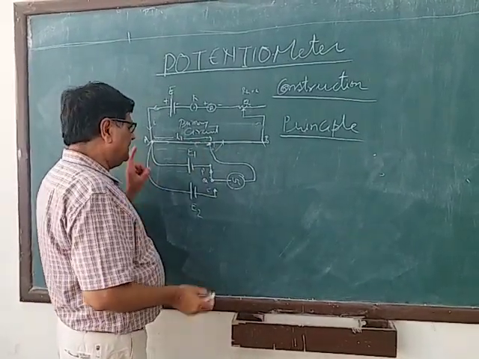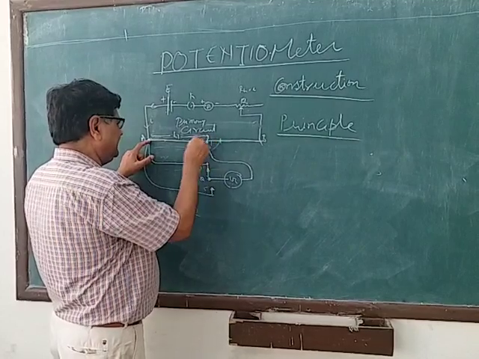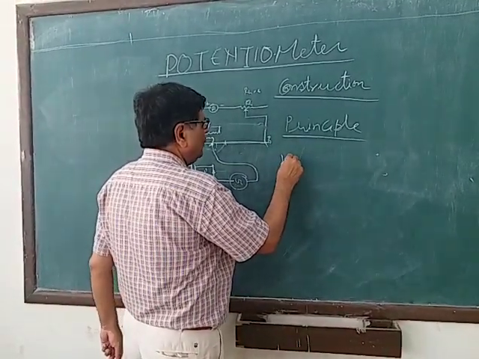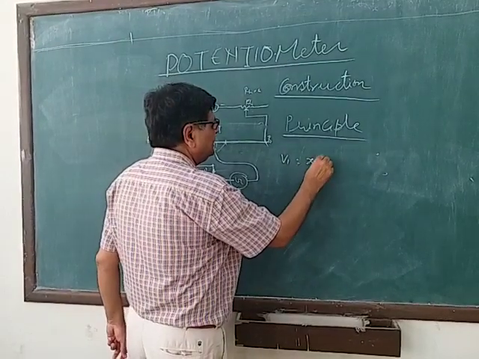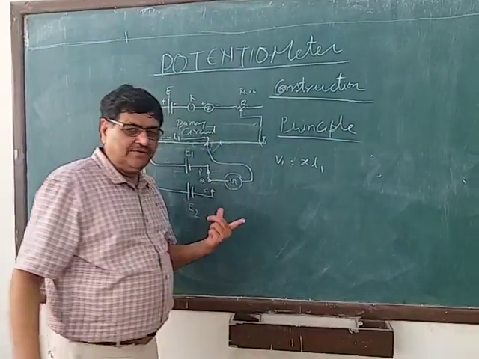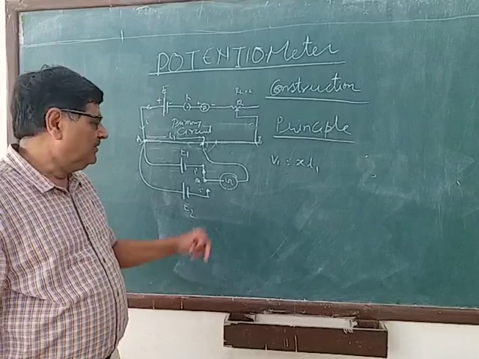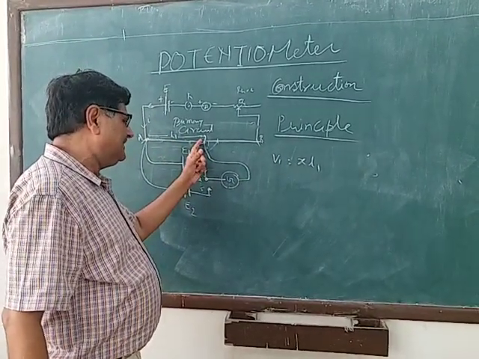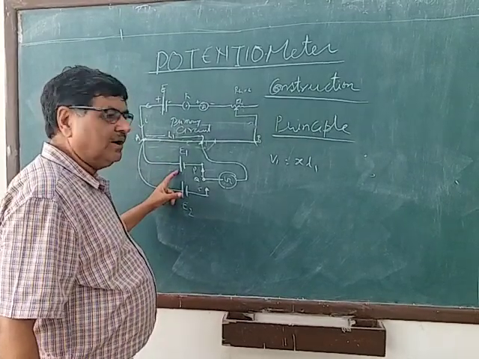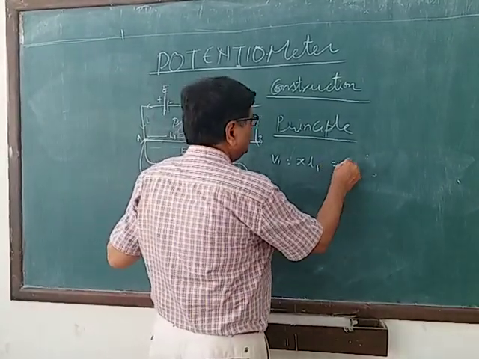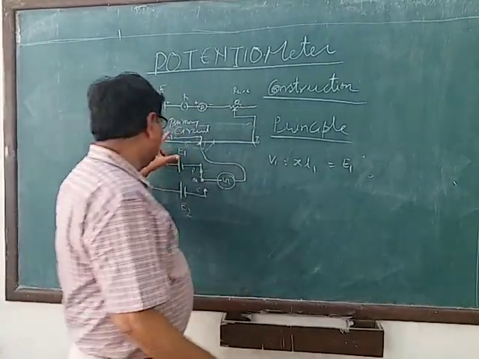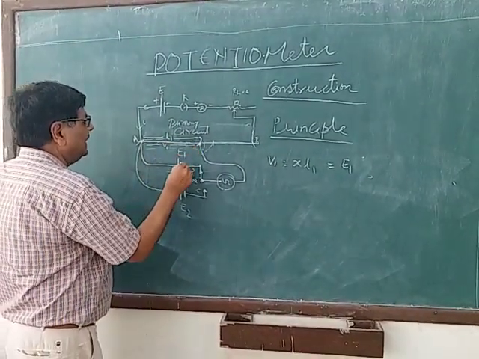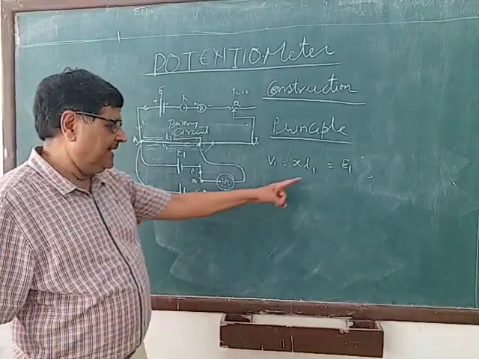So let's say here the potential difference is V1. V1 is equal to X L1. You know that V is equal to XL. So X, and what is the length here? L1. And this will be equal to what? E1. Because this potential difference and this EMF are both equal.